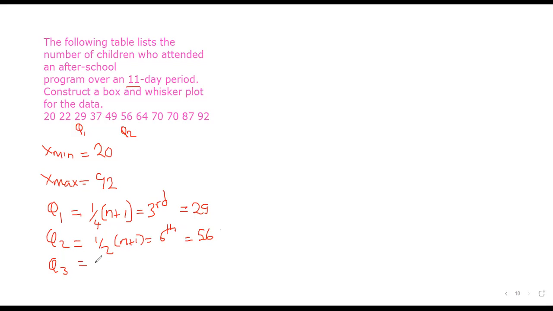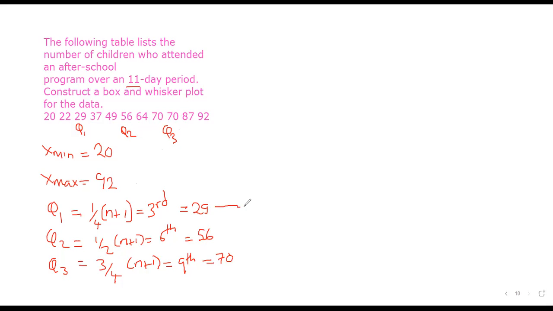And our third quarter is 3/4 of what? N plus 1. Which is what? 9. 6, 7, 8, 9. So this is Q3. Which is what? 70.